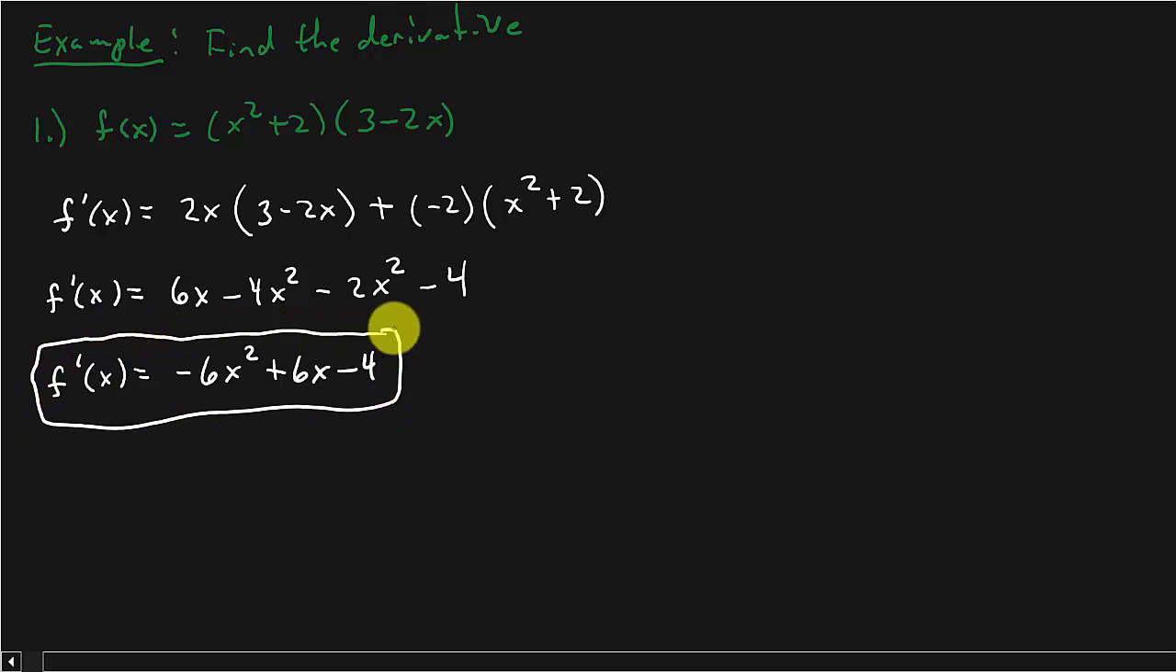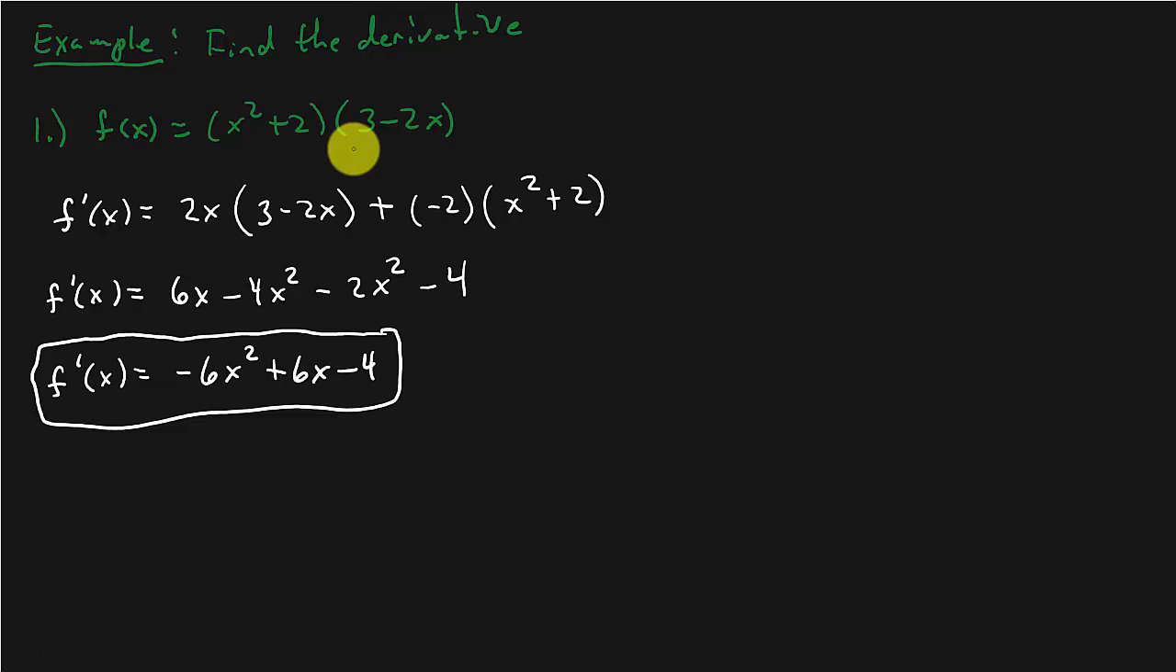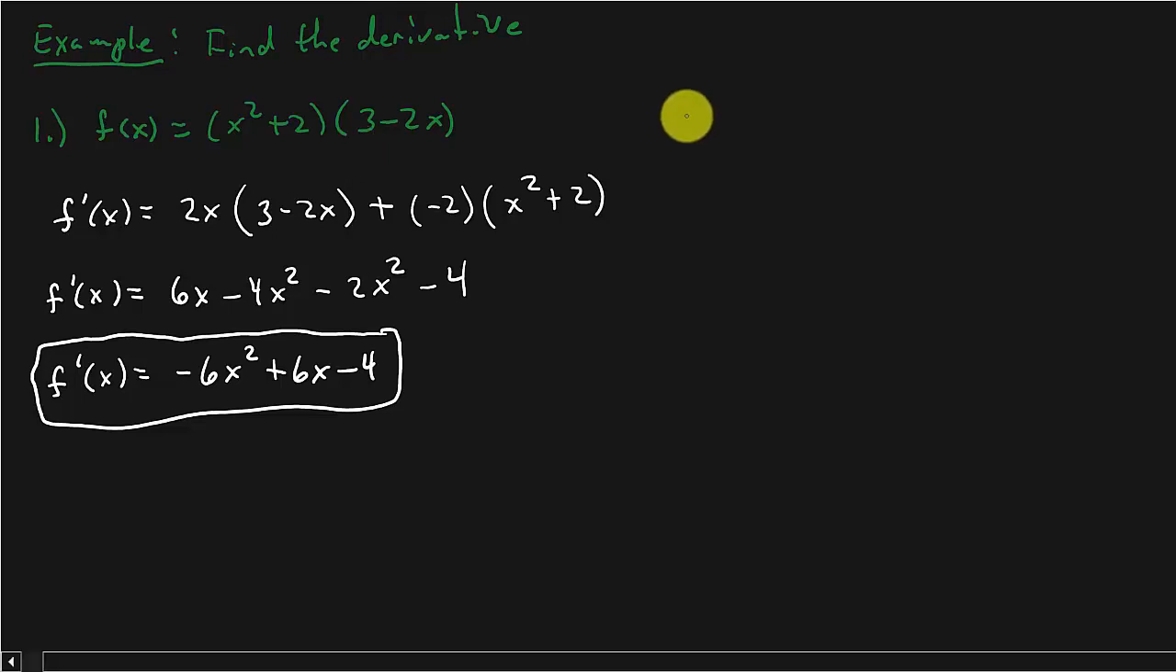And there's your derivative. Now, I know what you're probably thinking. You're probably thinking, well, why couldn't I just multiply that out, foil it out, and then take the derivative? Well, you can, and let's go ahead and do that and see what happens. So this would be f of x, so I'm going to multiply the x squared to each term and then the 2 to each term. So that's going to be 3x squared minus 2x cubed, and then plus 6 minus 4x.